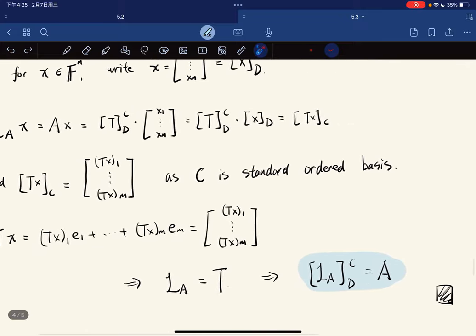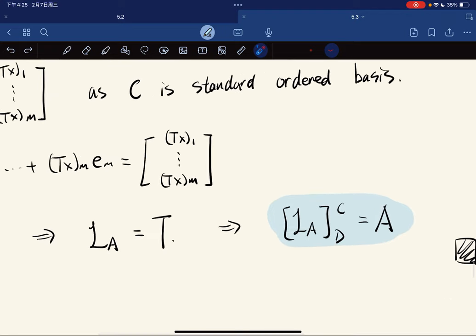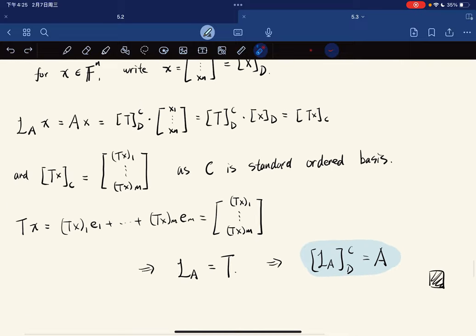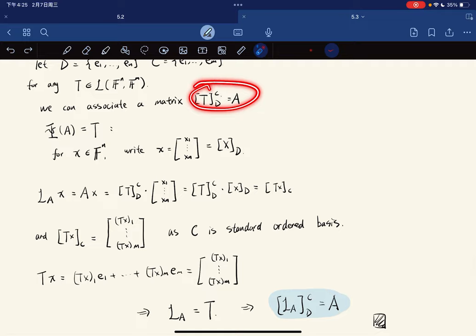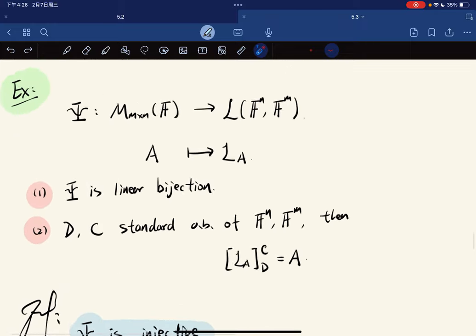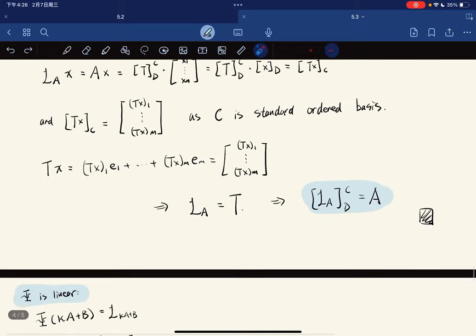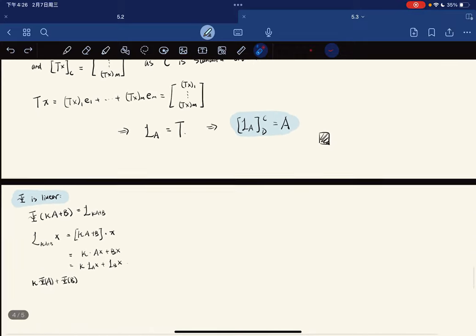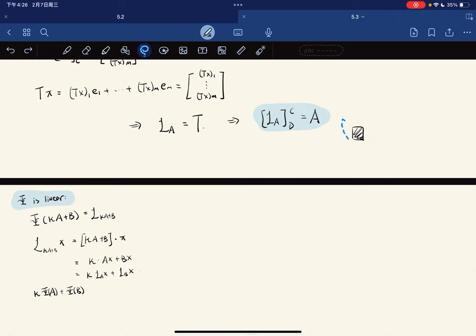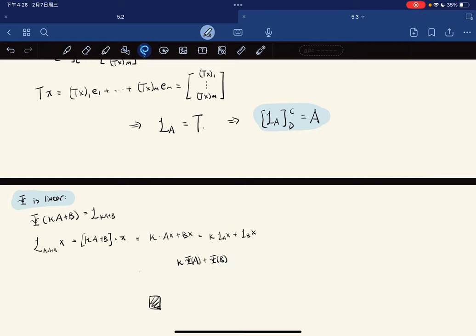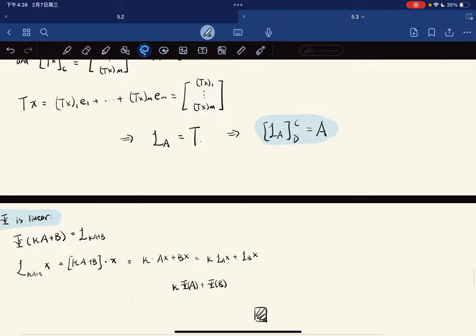Then our observation is that LA with respect to D and C is equal to A, because LA is equal to T, and T with respect to D and C is A. So the second statement is that if they're standard ordered bases, then LA with respect to C and D is equal to A, as I promised, an immediate consequence. And T is also linear, so we can just move that to here. All right, so this concludes this section.